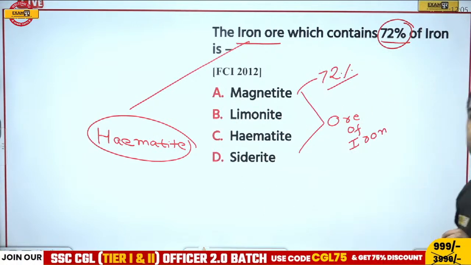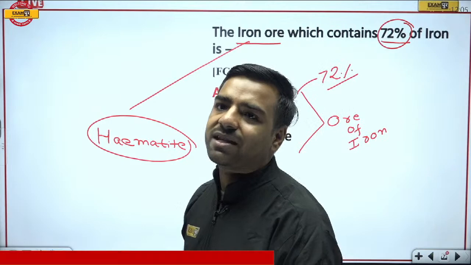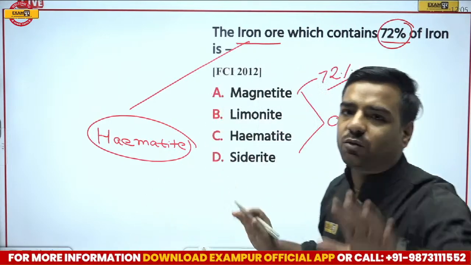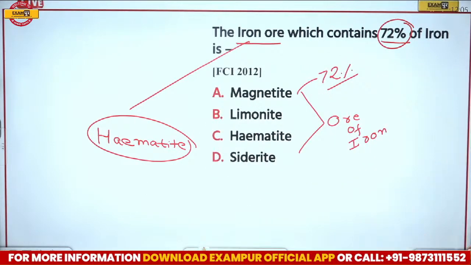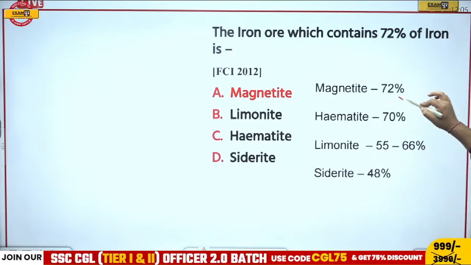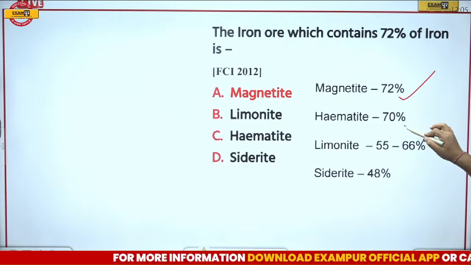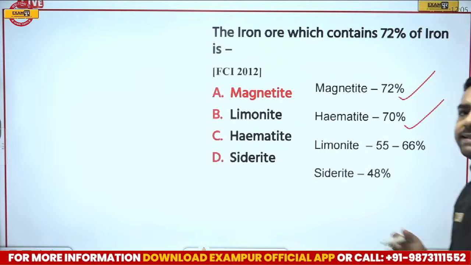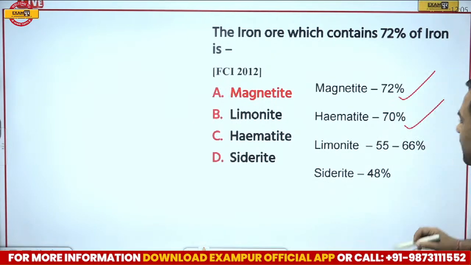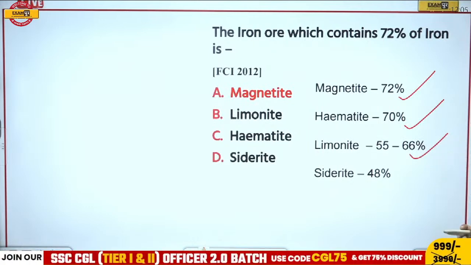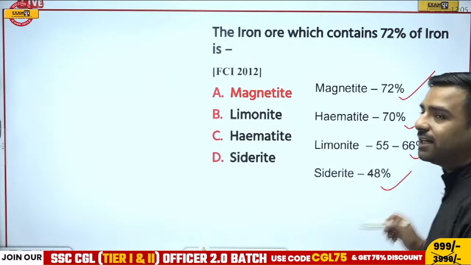Let's have a look. So, it was your previous answer. Vikram, your answer is totally correct. Great. What I was saying here, if I talk about magnetite, it consists of 72% of the iron. Hematite contains 60 to 70% of the iron. Limonite contains 55 to 66% and siderite 48%.